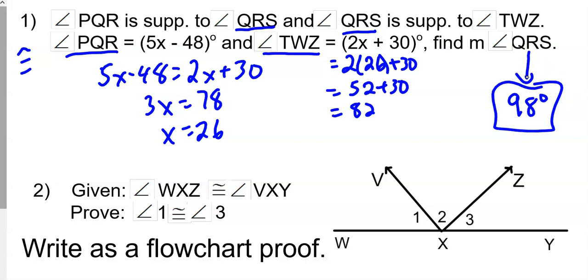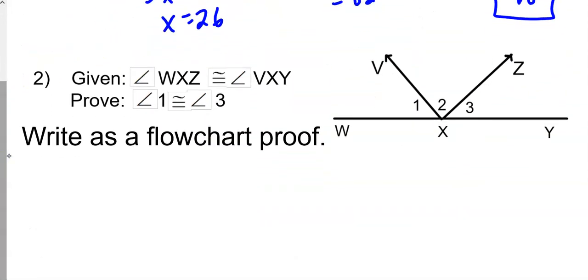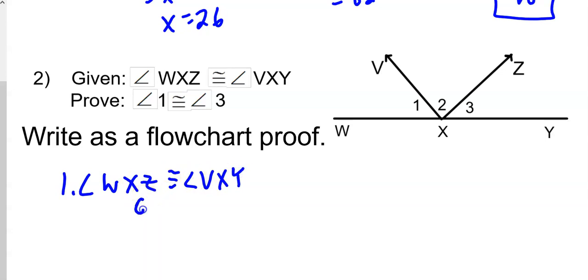Okay, so now let's write a couple proofs. And again, we're going to start off with a flowchart, just like our warm-up. So we have our given statement, angle WXZ is congruent to angle VXY. That is given, and we write that in parentheses below. So this is our statement, and this is the reason why it is.